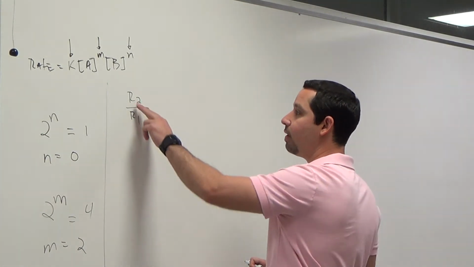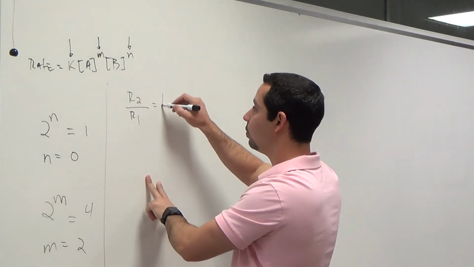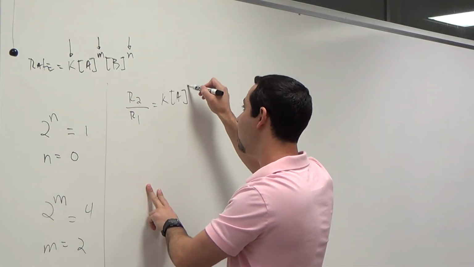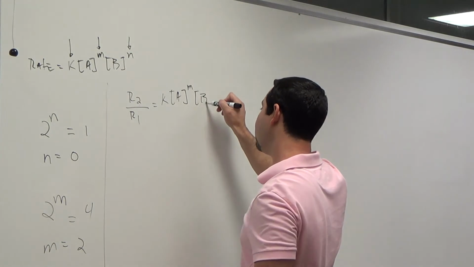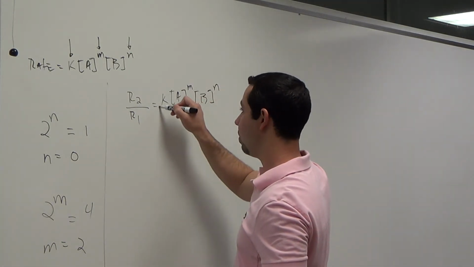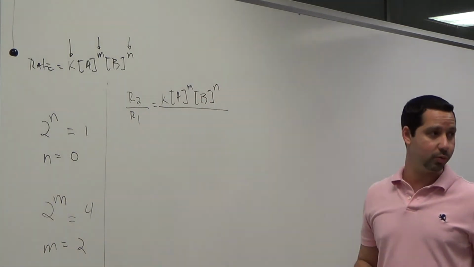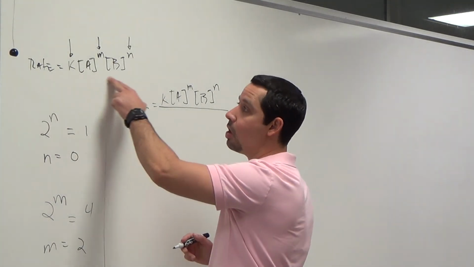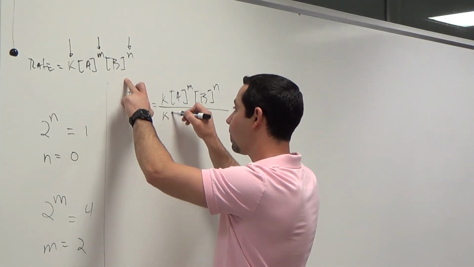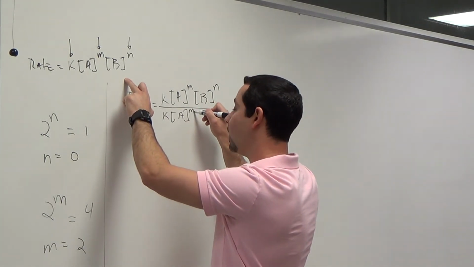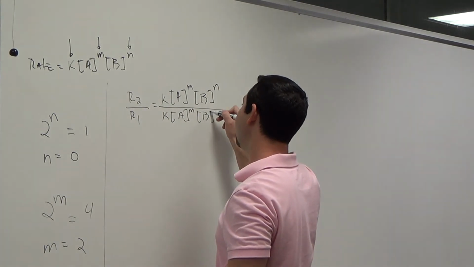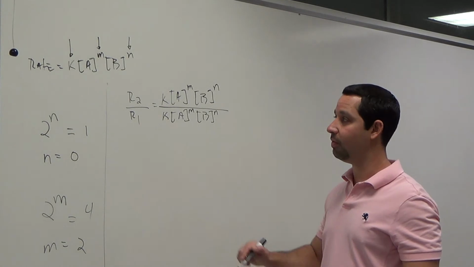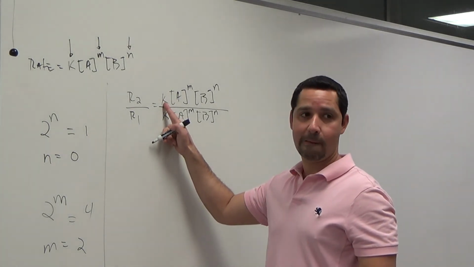So R2 divided by R1. R2 is equal to a rate constant K times the concentration of A raised to what power? The M power. Concentration of B raised to what power? The N power. That was for rate 2. I'm going to do it now for rate 1. Still K, yes? Here's the rate law. Still K. Still the concentration of A raised to the M power and the concentration of B raised to the N power. I'm going to write those numbers in, but before I do that, this is the rate constant.